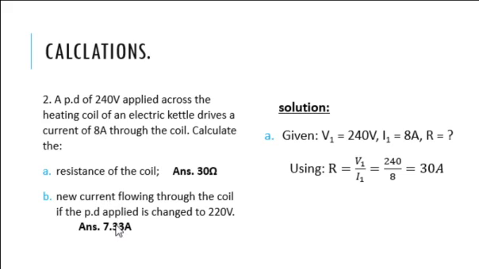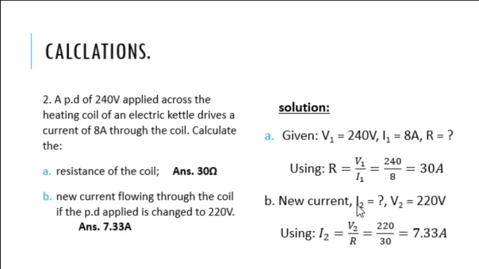So let's find out if this answer will be so. Using new current as I2, we don't know that. Our new voltage given to us is 220 volts. So using the formula, I2, which is new current, is V2, new voltage, over resistance R, which is constant. That will be 220 over 30, and that will be 7.33 ampere. You can then see that this current is lower than this current, so it shows that the voltage has dropped to 220 from 240. So current drops from 8 ampere to 7.33 ampere.